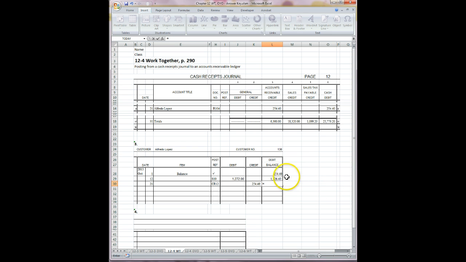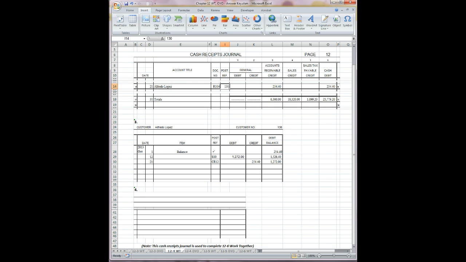So equal sign, here's our debit balance. We had a credit, which means we're going to subtract it. So the customer owed us $1,526.40. They paid us $254.40. We have a new balance of $1,272.00. And the last step when we post, remember we have to take this customer number here, come up to the post ref in our journal, and write the customer number. So we are done with posting that transaction from the cash receipts journal to our accounts receivable ledger.